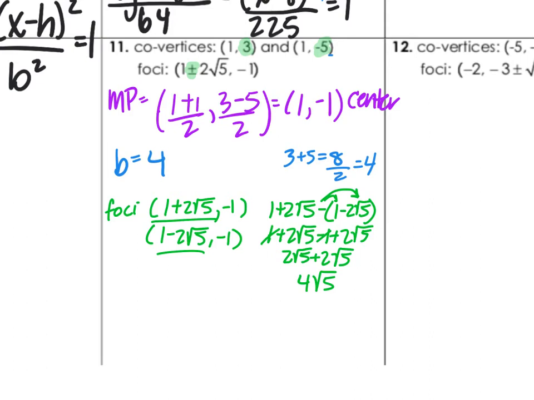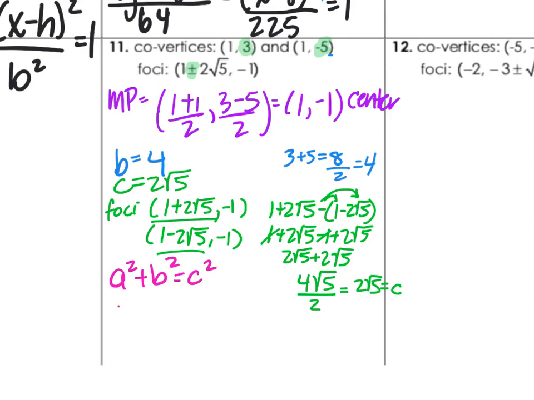So our foci distance so far is 4 square roots of 5, but in order to find c, we have to divide that by 2. So it's 2 square roots of 5. c is 2 square roots of 5. Now, we have to use c to find a. And we use our handy-dandy a squared plus b squared equals c squared formula to do that.